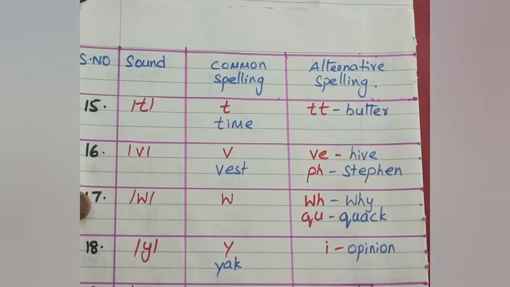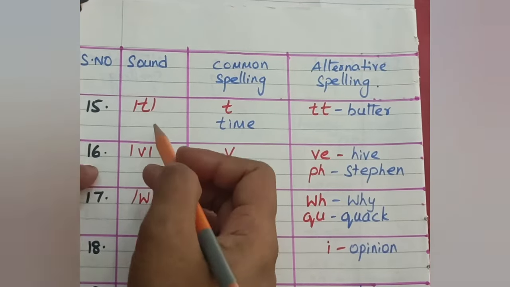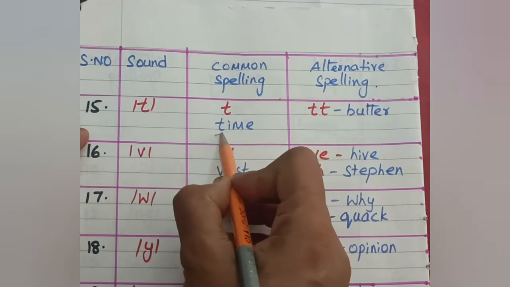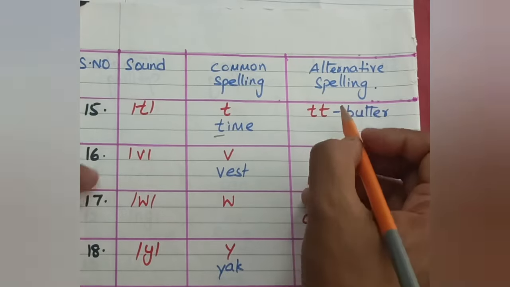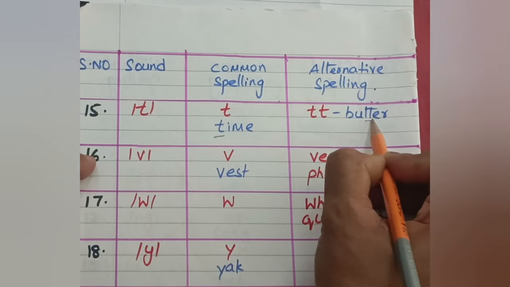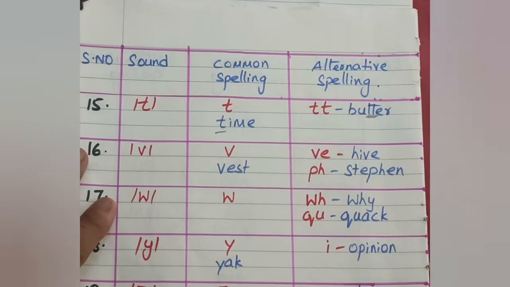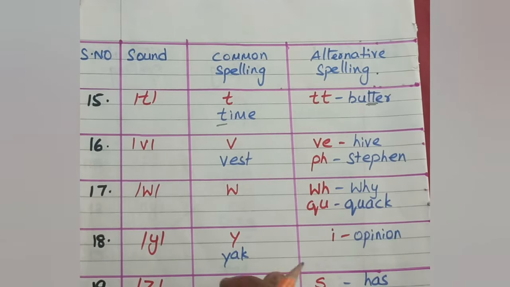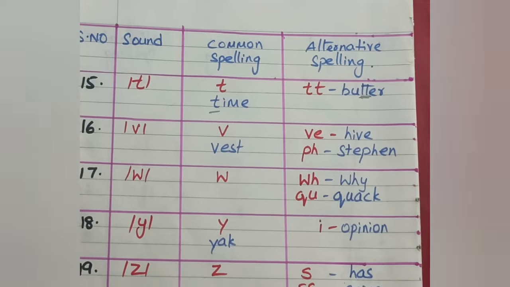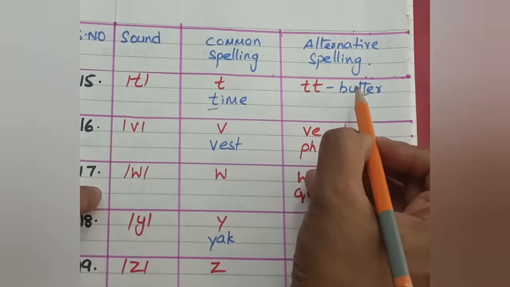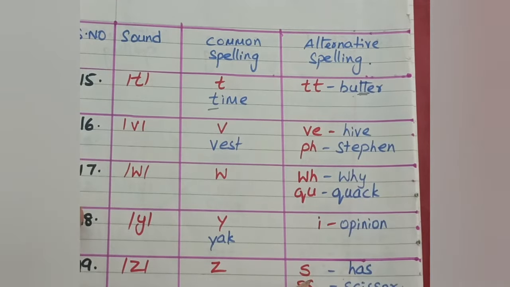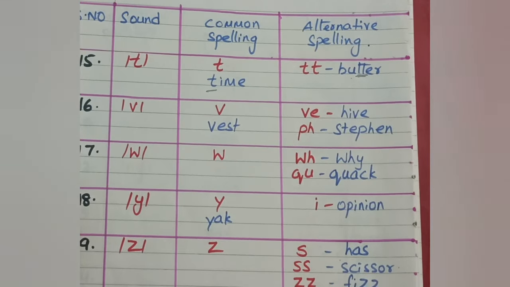And the next, 15th sound, is T. Common spelling is time. And the alternative spelling is double T. These two letters' sound is T. So, butter. In butter, double T: these two letters are representing the sound of T.